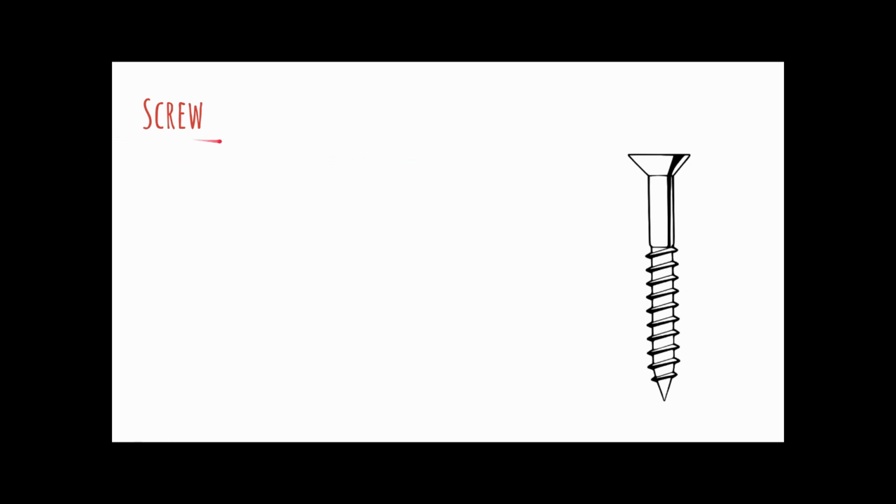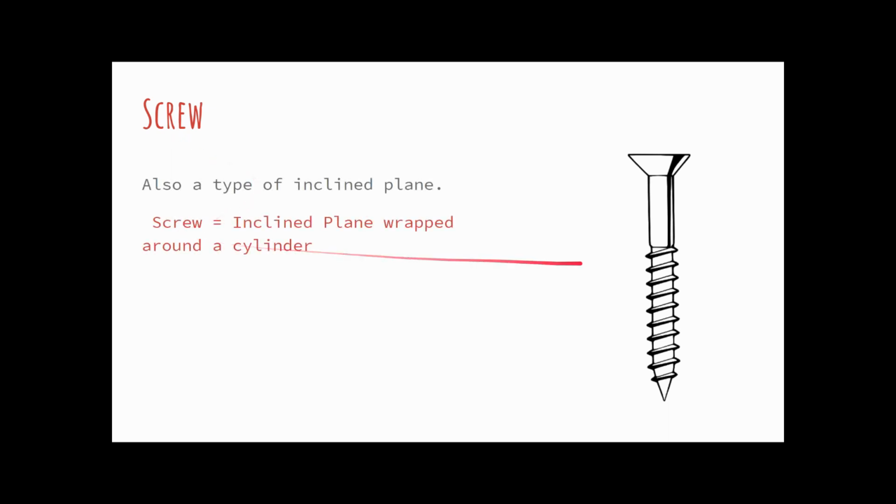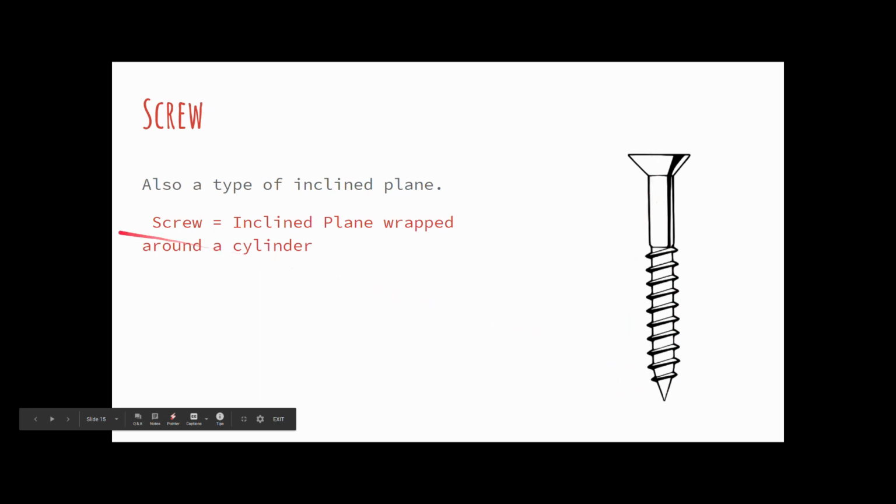That's going to be the screw. And the screw is another type of inclined plane. It's a little bit hard to see here because we're used to seeing screws as one whole thing, but the screw is actually an inclined plane that's wrapped around a cylinder. So here's the cylinder, it's the center here, and the inclined plane is going around and around and around all the way up. That's the thread that you see on the side of a screw.